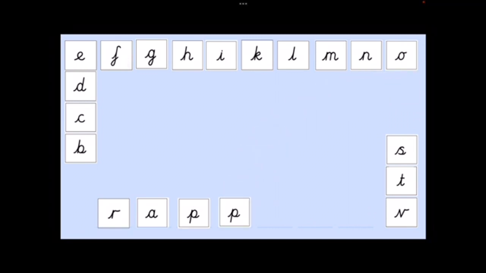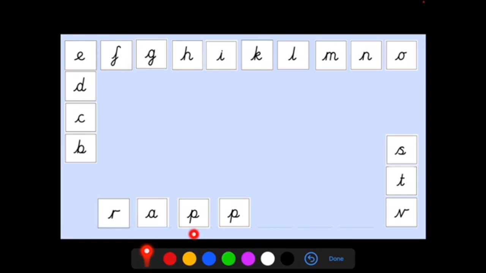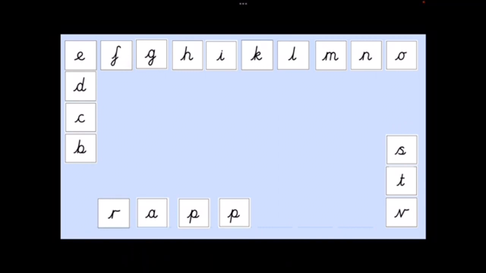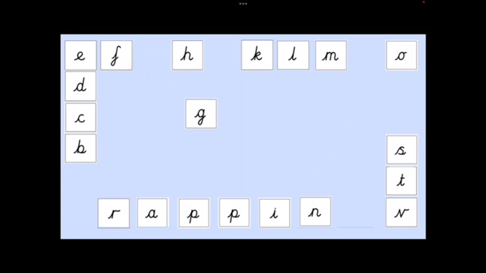So, rap, we need 2. One of them to let us know what sound to say. One of them to keep our vowel sound short. We know to say ah if there's a double P. And then ing. I-N and G. He is rapping.